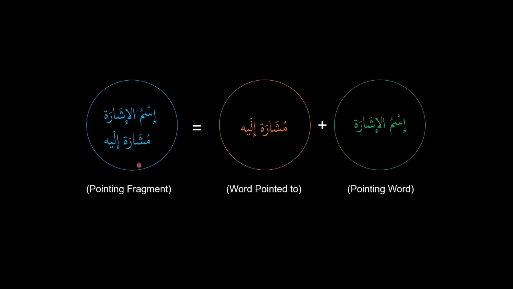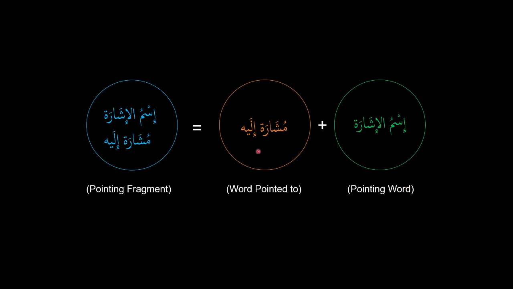So now the pointing fragment. This is the equation for the pointing fragment. Pointing fragment is known as ismul ishara mushara ilay. And you have ismul ishara, which is the pointing word, for example, hadha or dhalika. We just went over this.